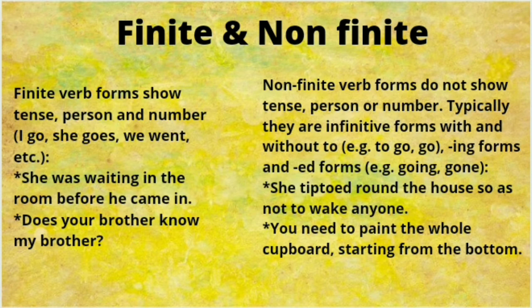Let's know more about non-finite verbs. The forms of the verb which do not show tense, person or number. Typically they are infinitive forms or the gerund form or the participle form. Means here these verbs will not tell us about the tense of the sentence. She tiptoed round the house so as not to wake anyone. You need to paint the whole cupboard starting from the bottom.